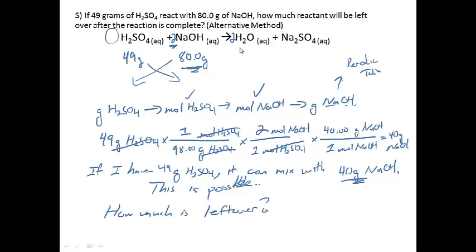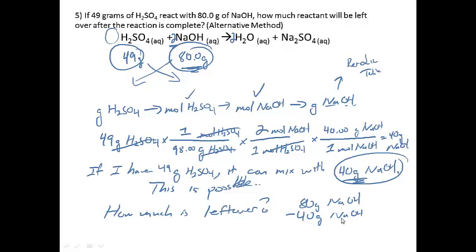Well, let's see. I have 80 grams of NaOH from the start. I know it'll mix with 40 grams of NaOH. I need 40 grams of that NaOH to mix with the 49 grams here. So how much is left over? 80 minus 40. Oh, I still have 40 grams of NaOH left over. Now, it's not always going to be the same as you used up. That was just a coincidence in this problem. So be careful with that. But otherwise, this seems to be an appropriate way to set up the problem.